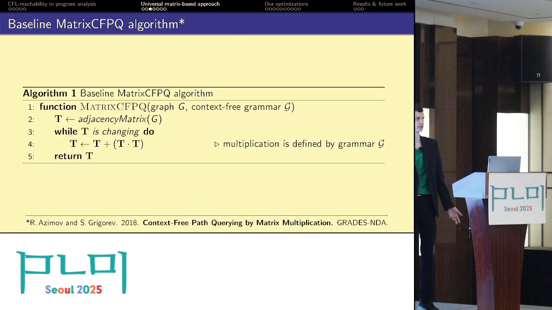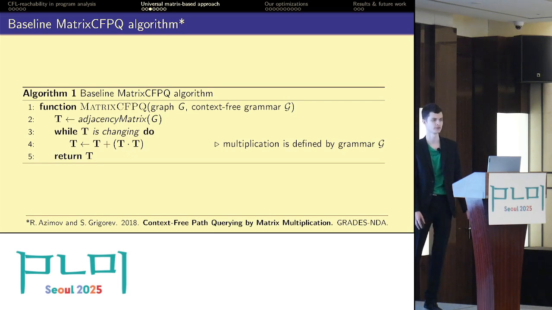And this brings us to a baseline matrix-based algorithm for CFL-reachability called MatrixCFPQ. This algorithm is very simple. It starts with an adjacency matrix T and then keeps adding T squared to T until a fixed point is reached. This is pretty much the same as the classic Floyd-Warshall algorithm, with the only difference being that the matrix elements are sets. Matrix addition is actually an element-wise set union, and multiplication is defined with respect to the grammar.